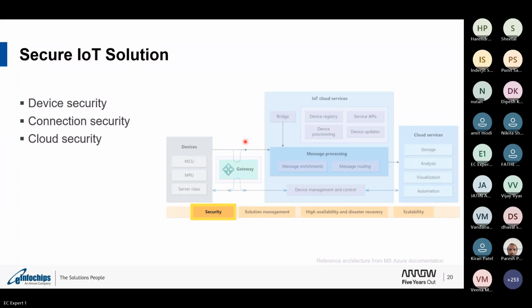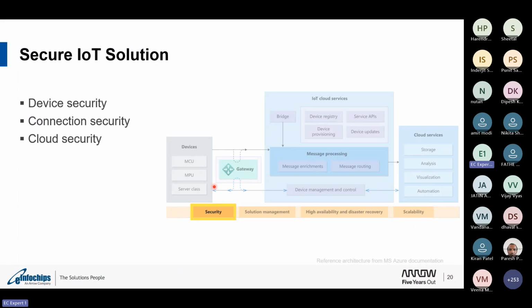Okay. So now I will move on to the other topic called securing your solution. Security involves three things, which is the most important part of the solution. One is device security, then connection security, and then cloud security. Device security relates to securing the IoT device while it is deployed in the field.